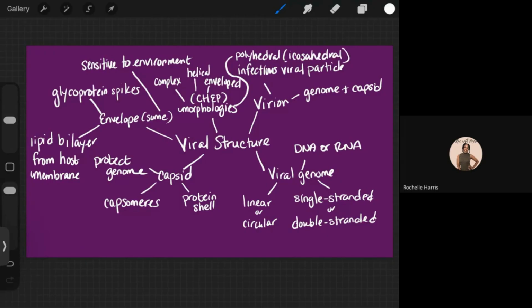And that is our micro mind map. Practice this a couple times, commit it to memory, and you'll have this topic down pat.